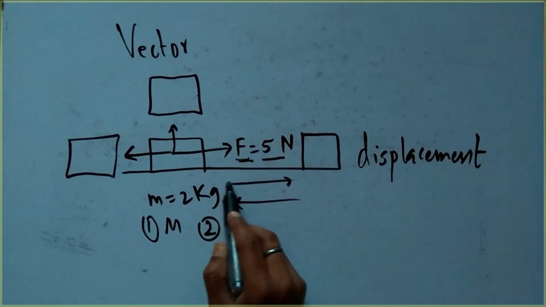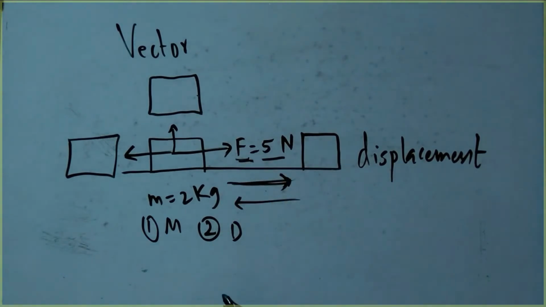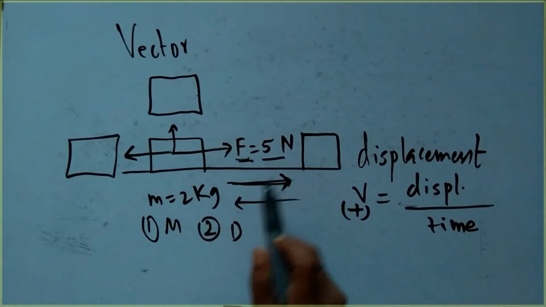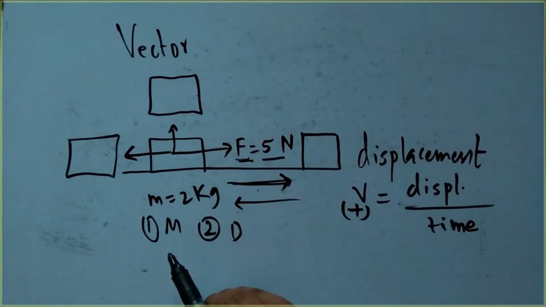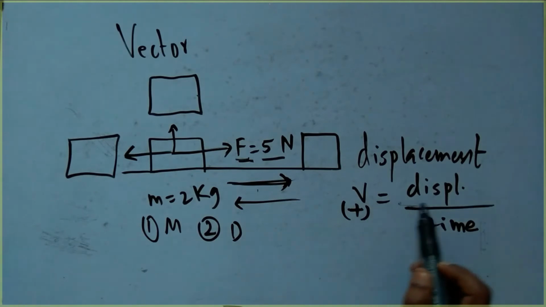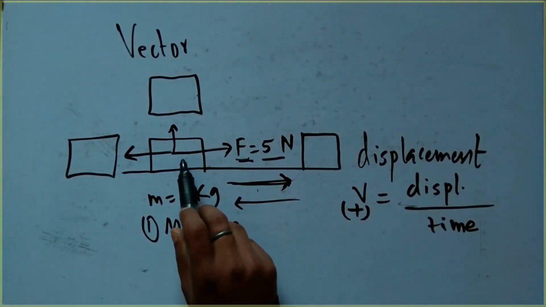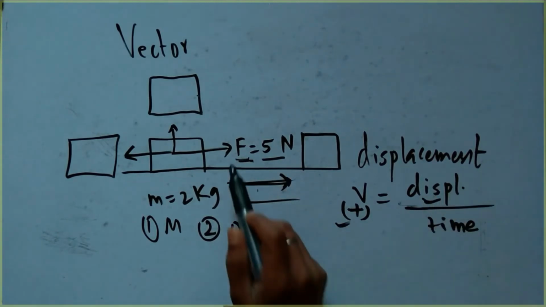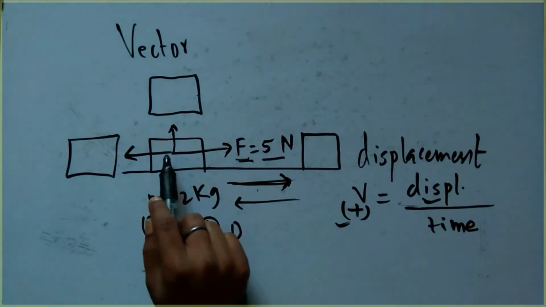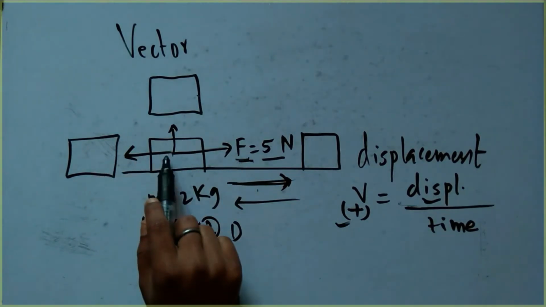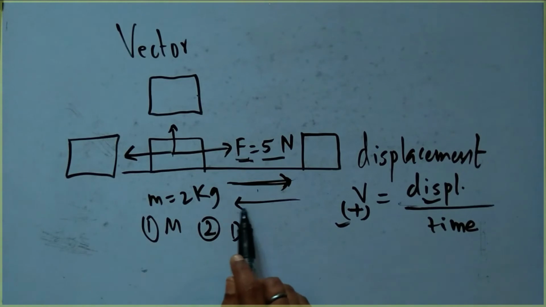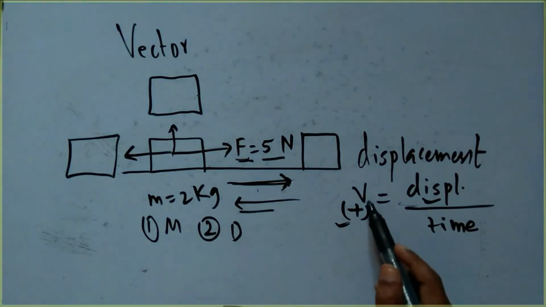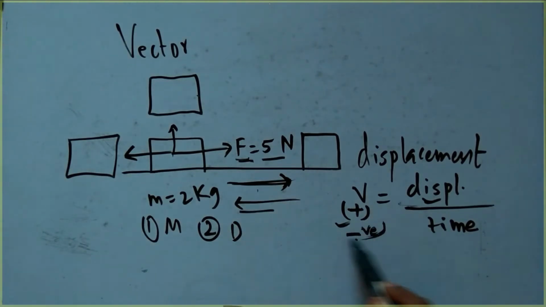The motion of the block is in this direction. Here the block moves from left to right, which we have considered as a positive direction, and velocity is displacement over time. So if the block moves from left to right, the velocity is positive because the displacement is positive. If the block moves from right to left, the direction is opposite, thereby the velocity will be negative because the displacement is negative.